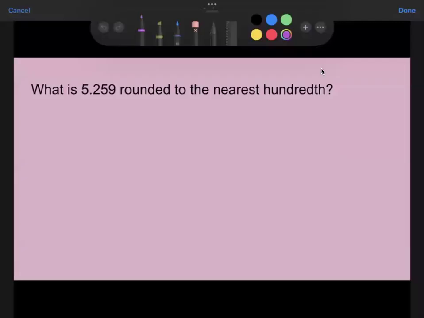Okay, here is the next one. What is 5.259 rounded to the nearest hundredth? For this one, we're rounding to the hundredths place. Let me rewrite our number, 5.259. Now we have to identify which digit is in the hundredths place. This is the ones place, this is the tenths place, and this right here is the hundredths place. That means 5 is in the hundredths place.